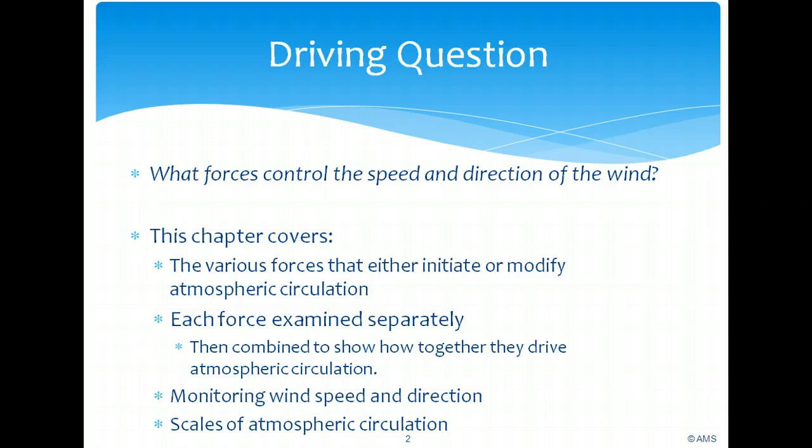Wind is the principal focus of this PowerPoint, and wind is the local motion of air measured relative to the Earth's surface. The chapter covers the various forces that initiate or modify this atmospheric circulation, and we're going to look at each one of these multiple forces individually to give you some idea how they bring about this thing called wind. We're also going to talk a little bit about monitoring wind speed and direction, and talk about scales of atmospheric circulation at the end of the PowerPoint.